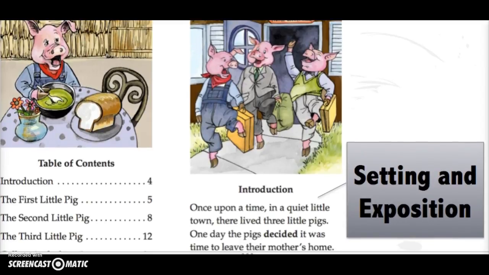All right. So you can see when we talk about once upon a time in a quiet little town, there lived three little pigs. One day the pigs decided it was time to leave their mother's home. So we know that this is setting and exposition. Exposition is the background of a story. We know that these three pigs have lived with their mom, now they're moving out. We know the setting, it's a quiet little town.